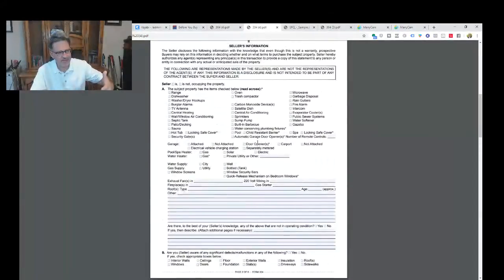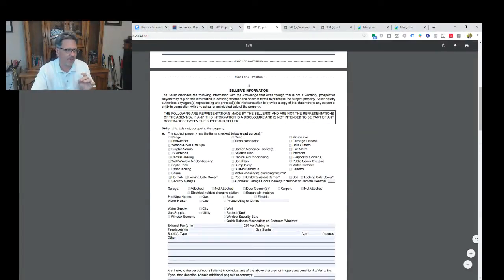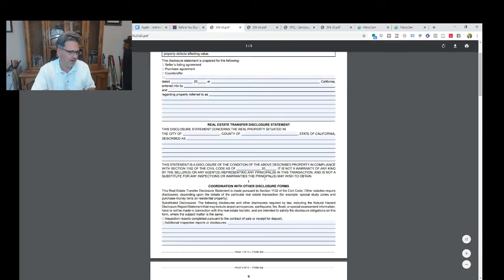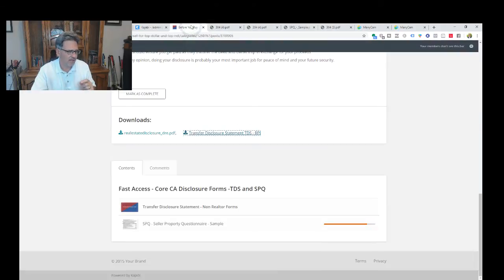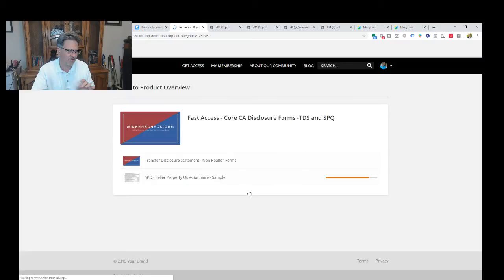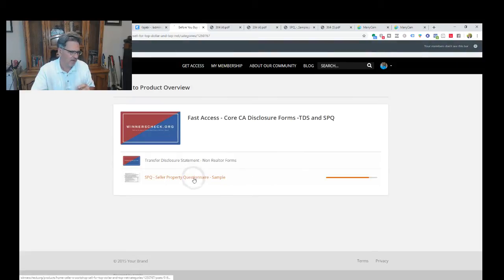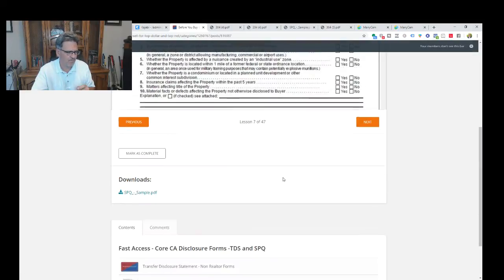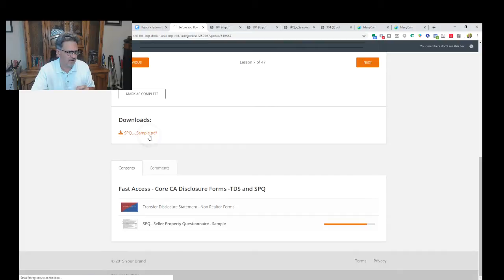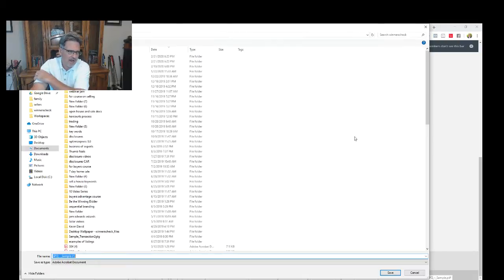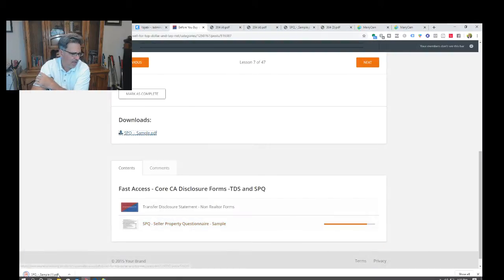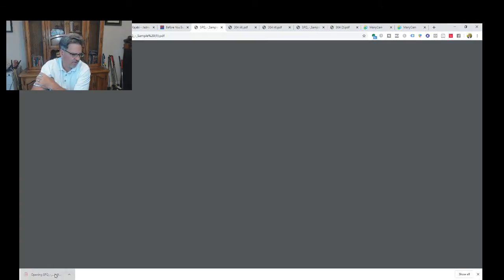So really, that's this form. The next form I'm going to talk to you about is, here we come back here, the Fast Access California Core Disclosure Form, TDS and SPQ. So here's the SPQ. You download it. Now this is a sample. Let's pull it open. So this is what you do.